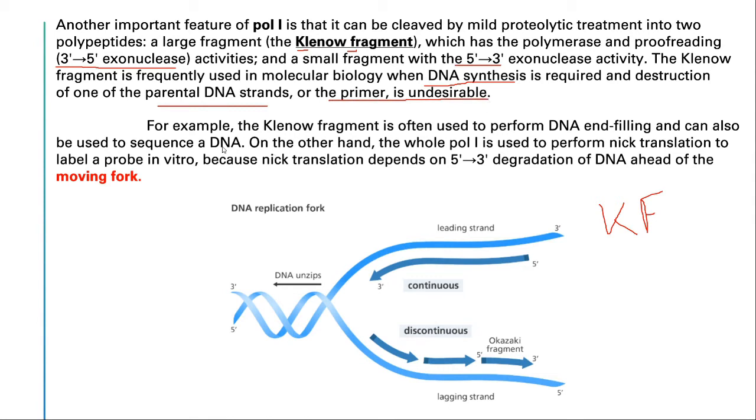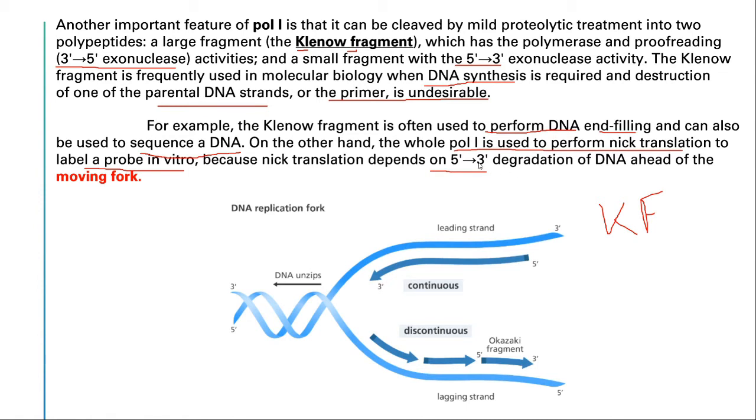Now take an example. The Klenow fragment is often used to perform DNA end filling and can also be used for the sequencing of DNA. On the other hand, the whole Pol I is used to perform nick translation to label a probe in vitro, because nick translation depends on 5' to 3' degradation.